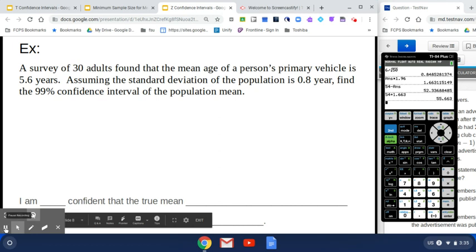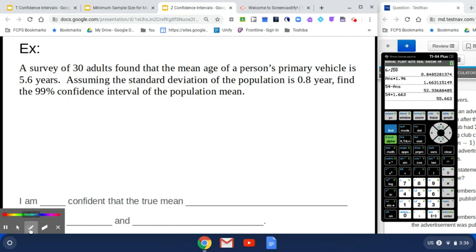Okay, the next example, it says a survey of 30 adults found that the mean age of a person's primary vehicle is 5.6 years. Assuming the standard deviation of the population is 0.8 year, find the 99% confidence interval of the population mean. Let's go ahead and identify the values in the prompt.